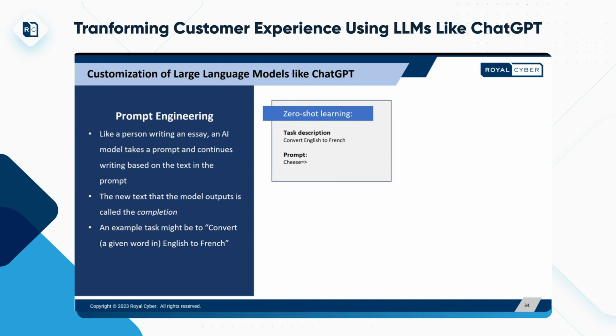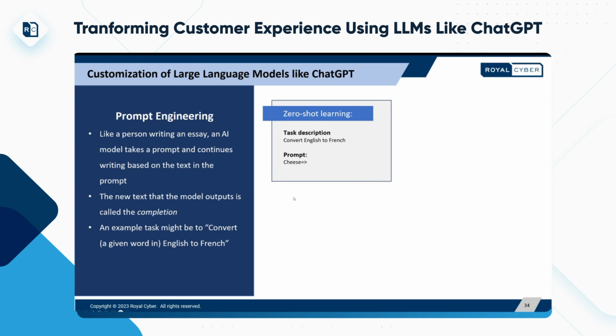Zero shot is like being asked to perform a task you have never done or seen before, but you have to use your existing knowledge to figure it out. In terms of a language model, you're asking it to understand and respond to a prompt without having seen a similar example during its training. So in this example, the task description is to convert English to French, and the prompt provided is cheese.